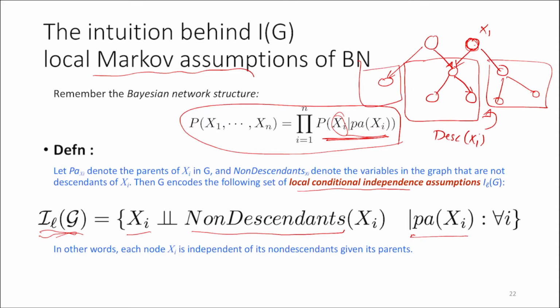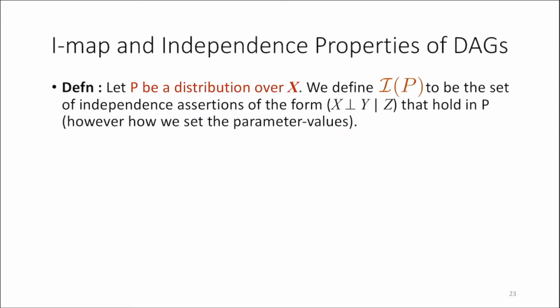If you remember, I mentioned that the IMAP of the probability distribution is a set of assertions that looks like this. This is a set of variables, this is a set of variables, and this is also a set of variables. And this is basically for a specific instantiation, or specific probability density.